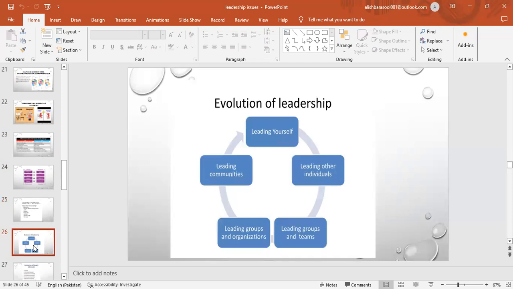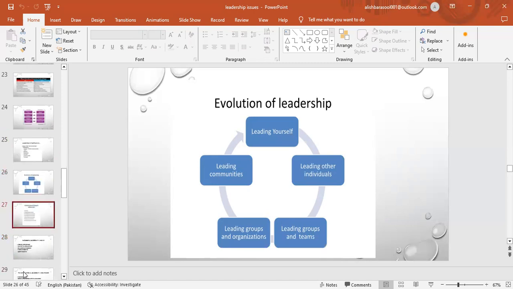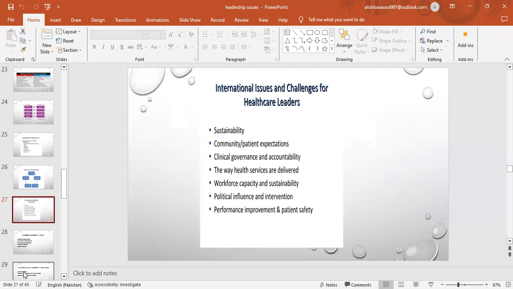Evolution of leadership. First, you lead yourself, then leading other individuals, leading groups and teams, leading groups and organizations, and then leading communities. International issues and challenges for healthcare leaders: sustainability, community patient expectations, clinical governance and accountability, the way health services are delivered, workforce capacity and sustainability, political influence and intervention, performance improvement and patient safety.